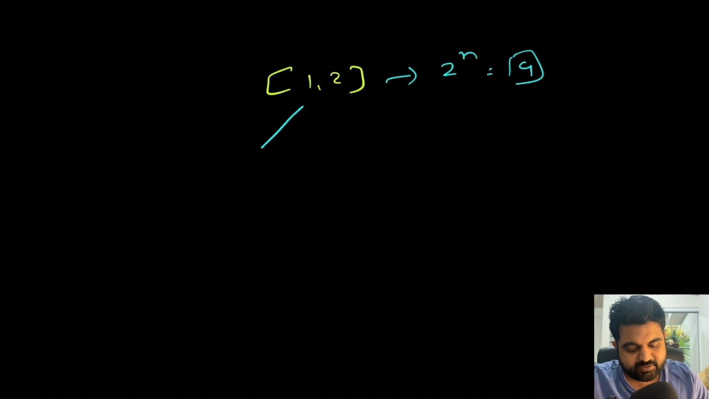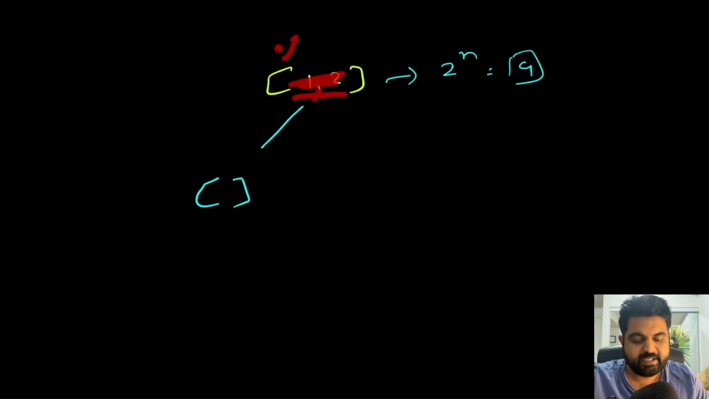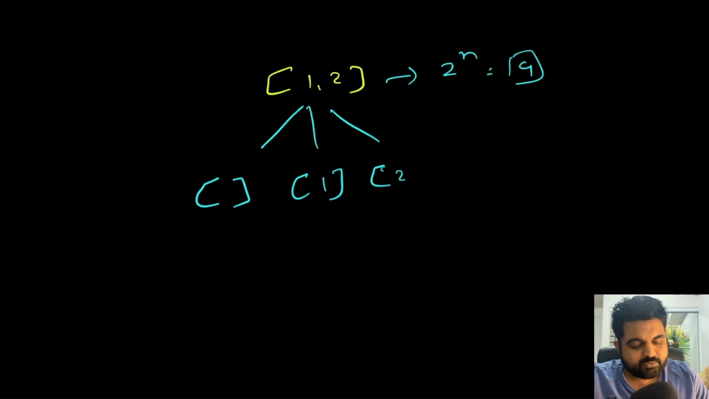The first subset is going to be quite obvious: an empty array, nothing more than that. That is a subset of this by default, because if we remove both of these values, we still have an empty array which we are able to generate using this. Next, we can also generate just 1. Same way we can also generate just 2, and same way we can also generate 1 and 2.